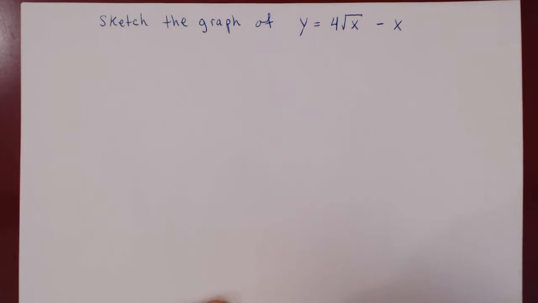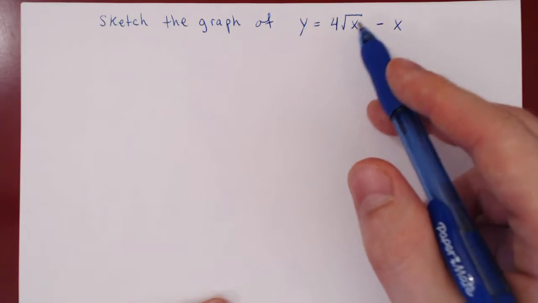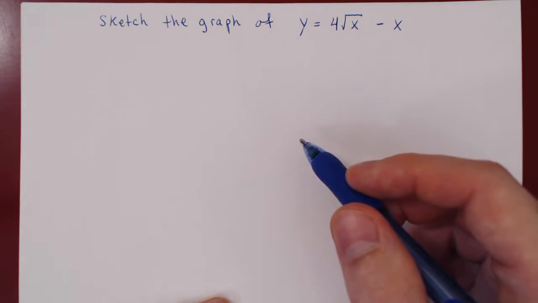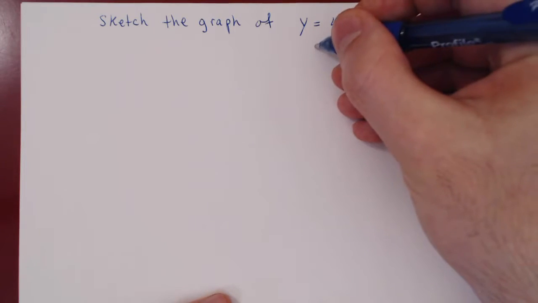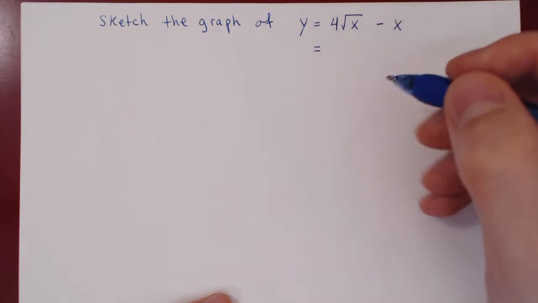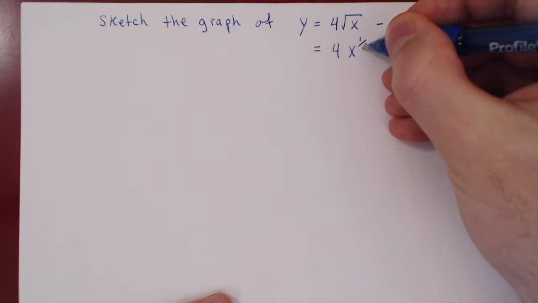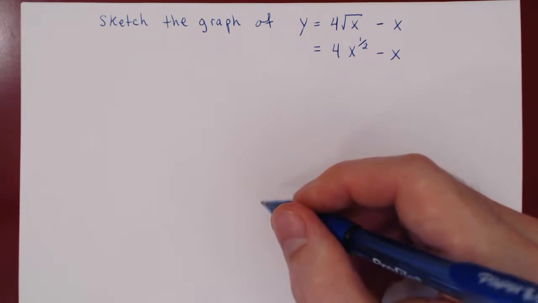Okay, so in this video, we are going to sketch the graph of the function y equals 4 root of x minus x. As always, we find the first and second derivative. If you want to differentiate root of x, think of replacing root of x by a power of x to the 1/2. And now you can differentiate y using the power rule.